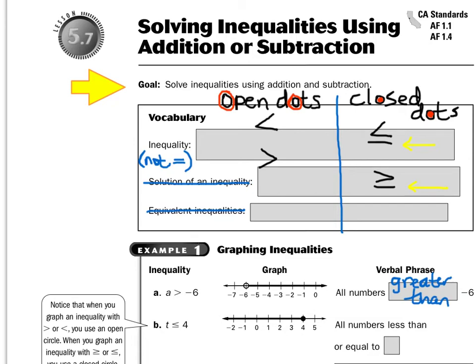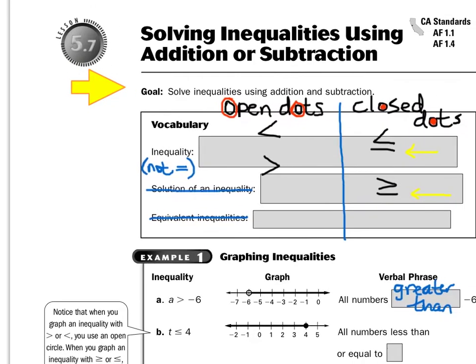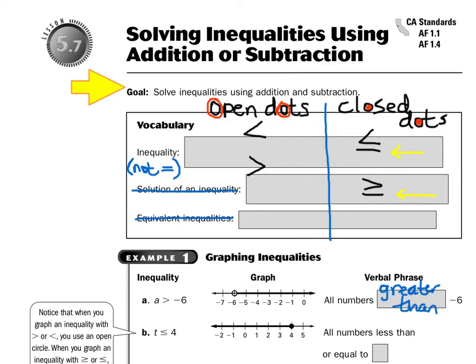Okay, take a look at 5.7, solving inequalities. Okay, let's see. Sorry, let me grab my pointer. Okay, so there's some vocabulary that's really important, and I know we talked about this a little bit in class.